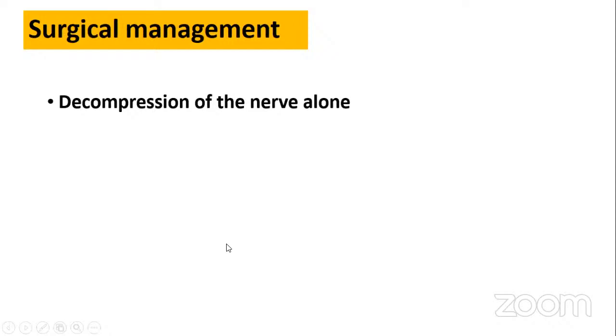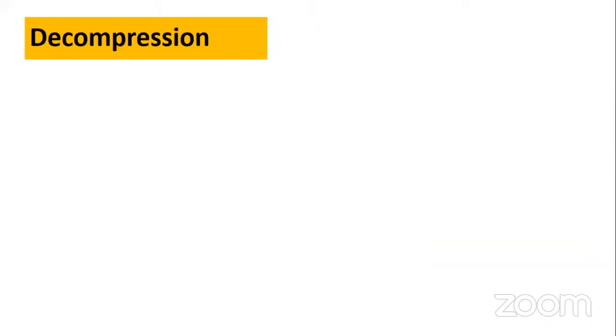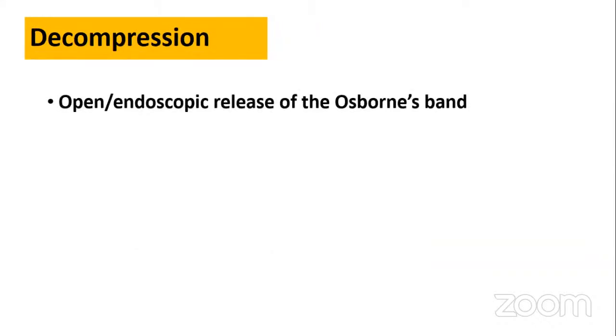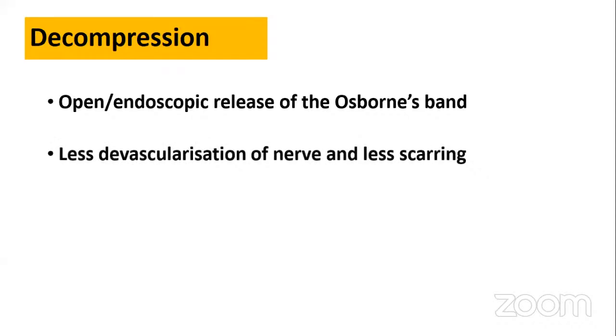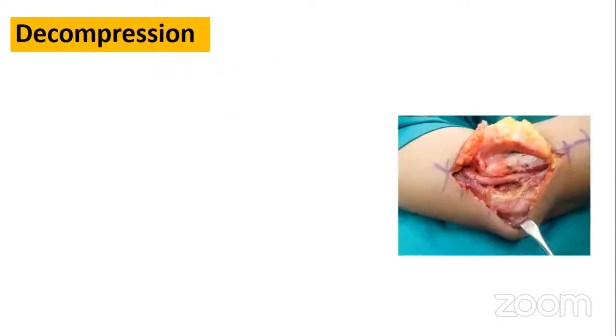Right? Surgical management: either you do decompression of the nerve alone, or you combine it with ulnar nerve transposition, whichever route I'll tell you later, or you take off the medial epicondyle so that the nerve glides easily there. Decompression, open or endoscopic release, can also be done here of just the Osborne's band or ligament. It causes less devascularization of the nerve, less scarring, and limited decompression. So there might be other sites, like I showed you the medial intermuscular septum or ligament of Struthers. So you need to be careful that you're not missing them.